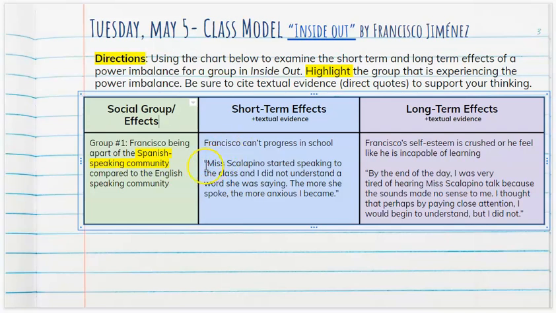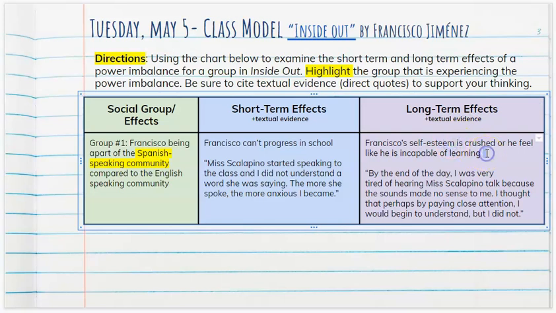And the quote that I pull for my piece of textual evidence says, "Miss Scalapino started speaking to the class and I did not understand a word she was saying. The more she spoke, the more anxious I became." Now we have to think about a long-term effect. If this short-term thing that's happening to Francisco keeps happening for a period of time and it keeps repeating itself, what is that going to do to Francisco in the long term?